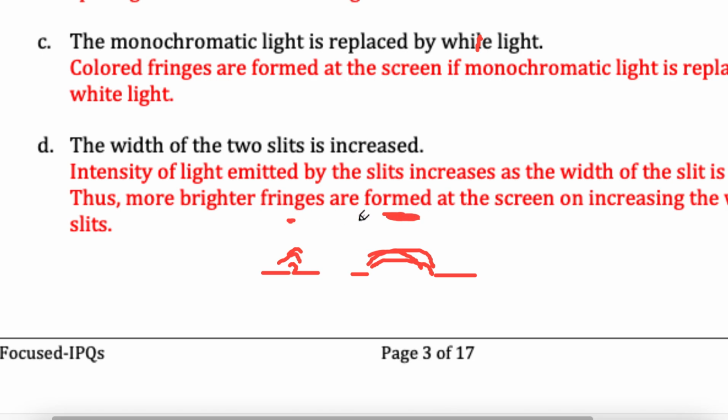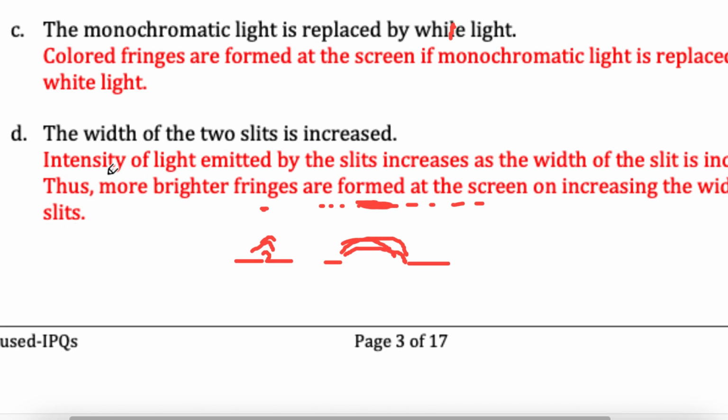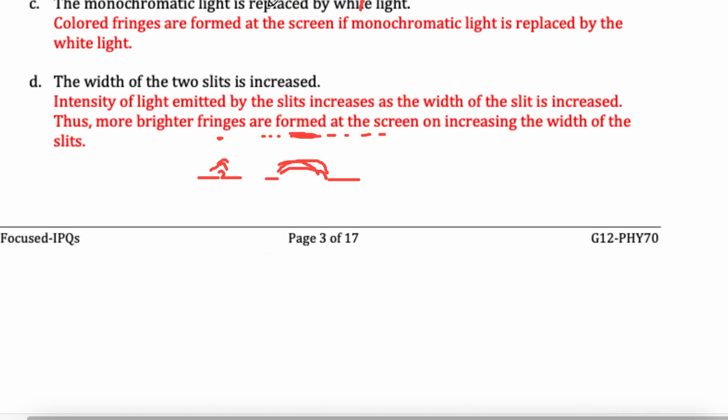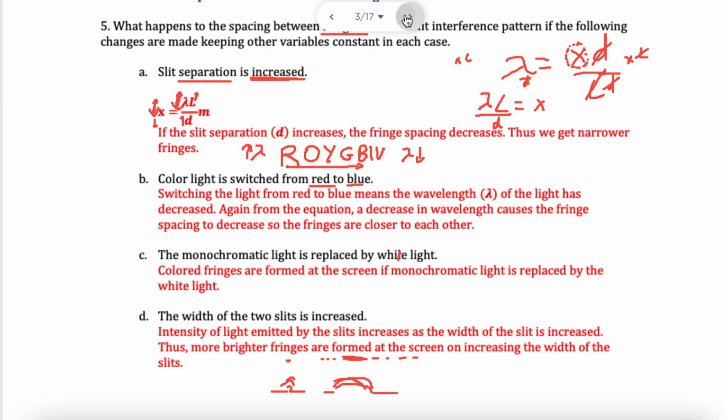This will have a little brightness. This will become more bright, because more light was able to pass through. So the width will not affect the spacing between the fringes, but you will see brighter fringes, more intense light. Very nice. So let's move on to the next one.